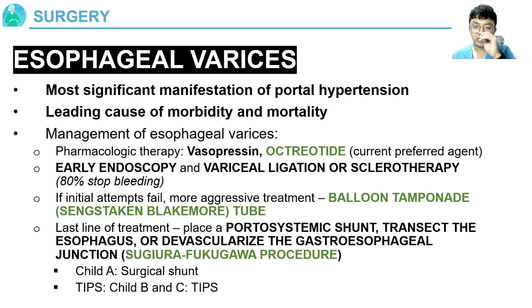Last line of treatment, if you have persistent esophageal varices, you can do shunting. So you want to remove the shunt system from the varices and you want to replace it somewhere else. So you can do it artificially using a systemic shunt. You transect the esophagus, another option, or devascularize the GEJ by a Sugiura-Fujita procedure. For Child A, you can do a surgical shunt. For Child B and C, you are only offered TIPS.